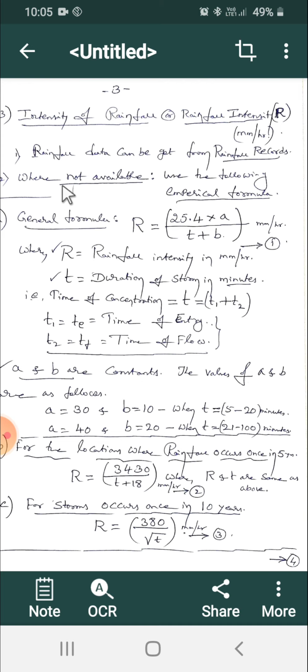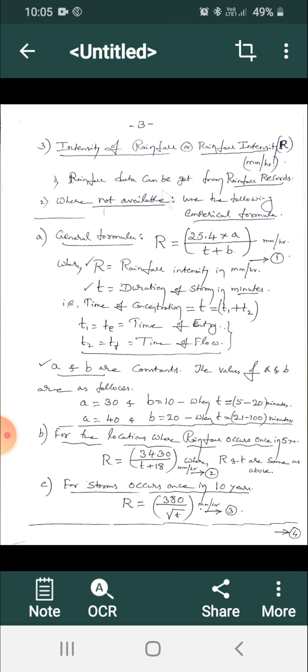When the R value, that is rainfall records, are not available, then you have to use this formula, that is the empirical formula. This is one. We are having totally 4 types of equations. You remember, maximum number of times you are using this only. If not given, use this only. If it is given, use it.